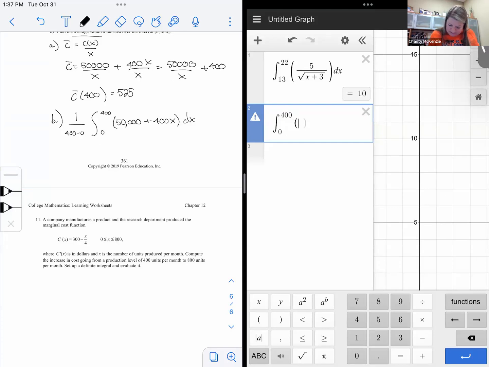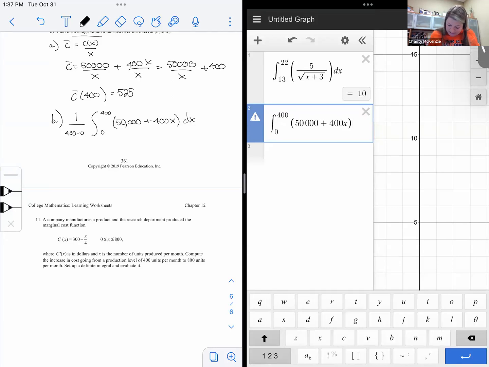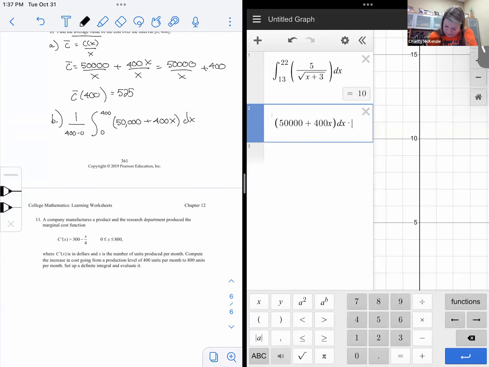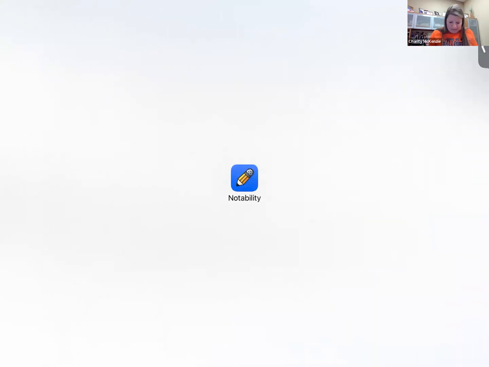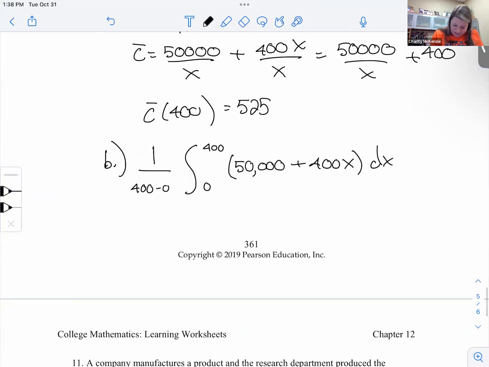And this one, parenthesis, is 50,000 plus 400x. I mean, this one would be so easy to do by hand, but dx is that, and then we have to divide it by 400 because you have the 1 over 400 outside. So maybe I think I could go times 1 divided by 400 out here. Yeah, 130,000. Bingo. Okay. So 130,000 is our answer there.